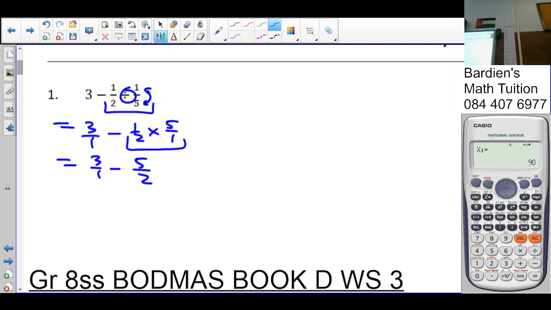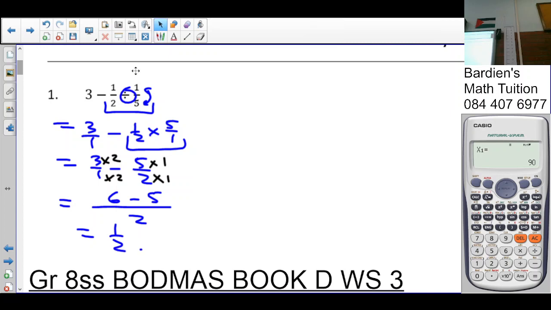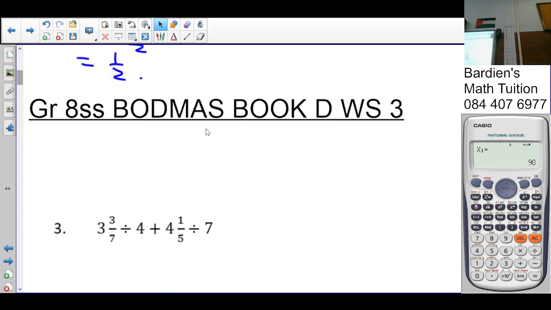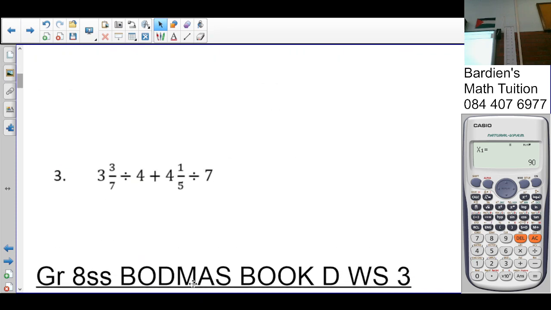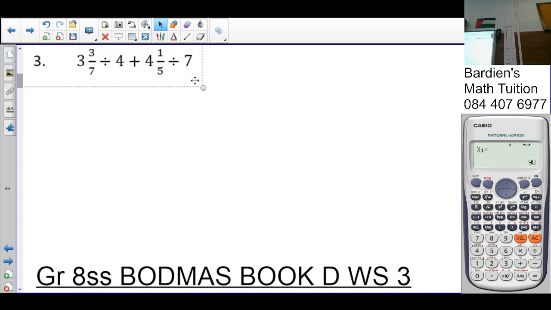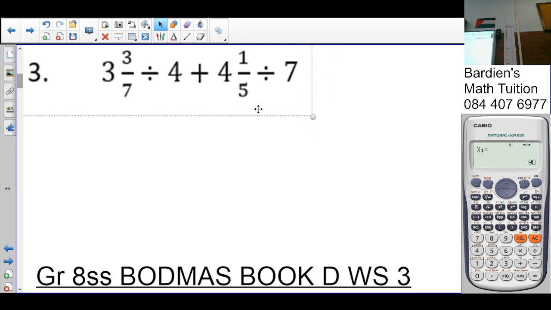So what's my LCM here? 2. So it's going to be 2. So I multiply this by 2. We multiply this by 1. So 3 times 2 is 6 minus 5. 6 minus 5? 1. The answer is a half. Any issues here? No. Alright, let's carry on with our lives. As if we are enjoying ourselves, no?